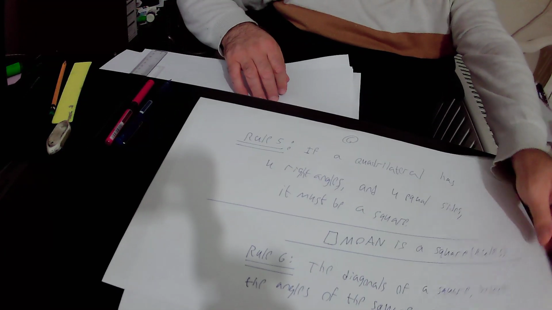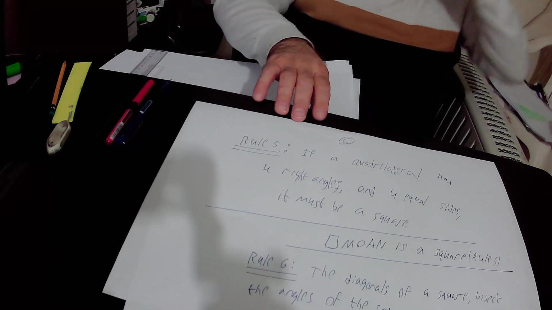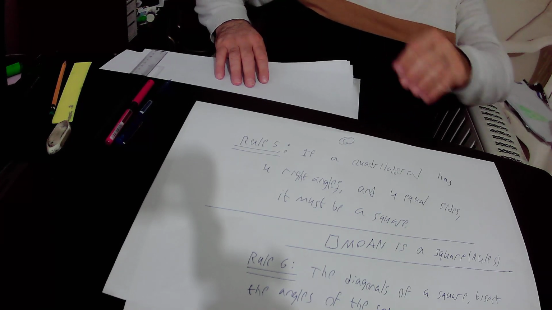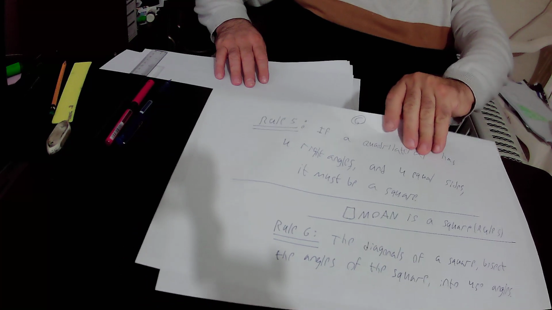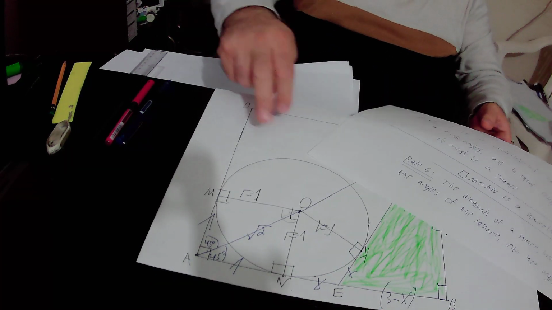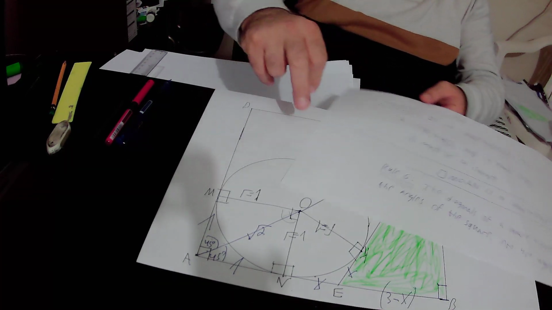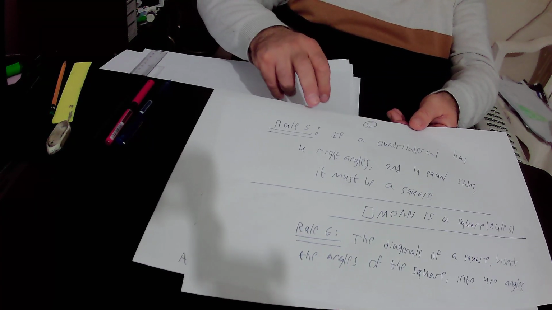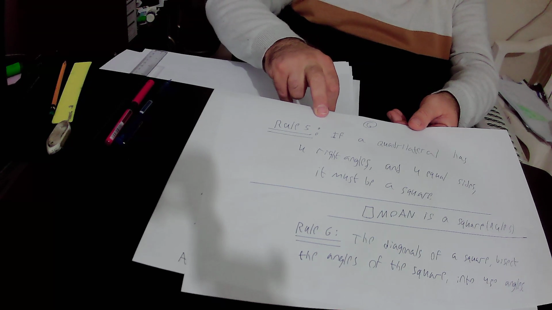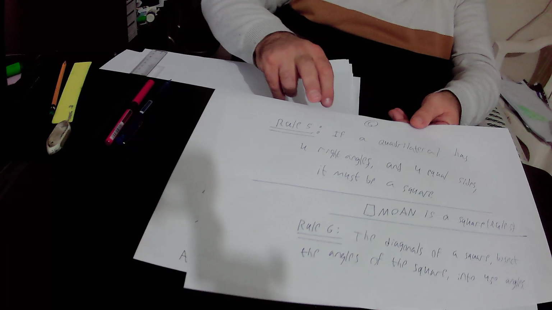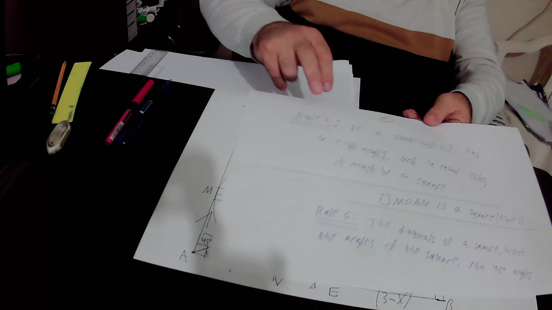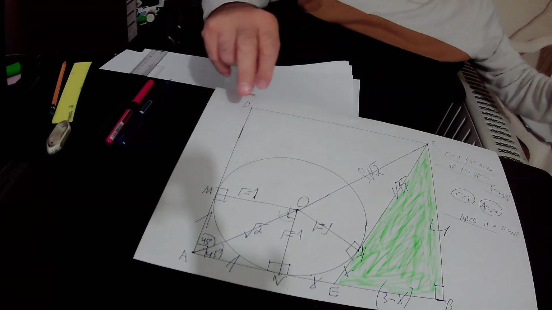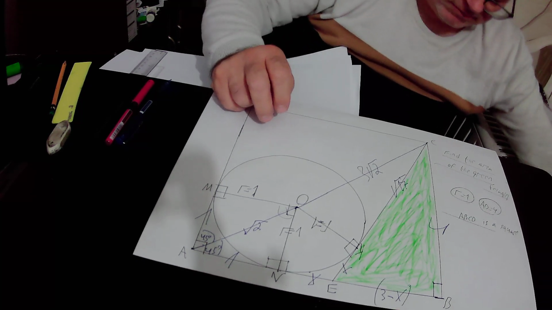And we have rule number 5, that if a quadrilateral has 4 right angles and 4 equal sides, it must be a square. So because quadrilateral MOAN has 4 right angles and 4 equal sides, according to rule number 5, it must be a square.